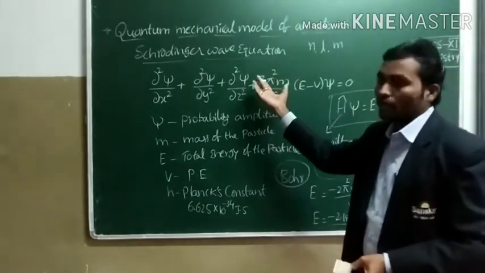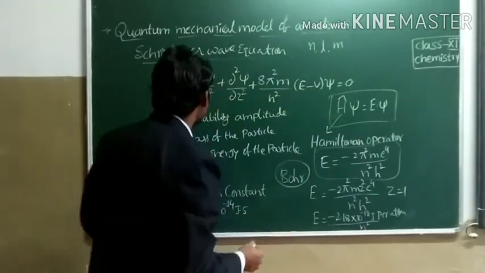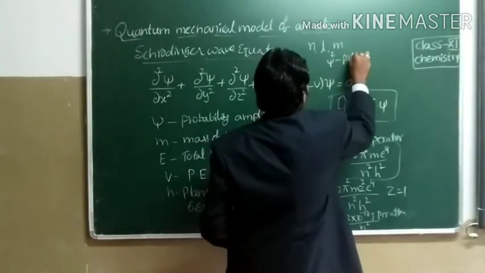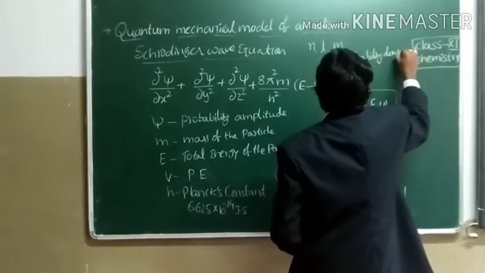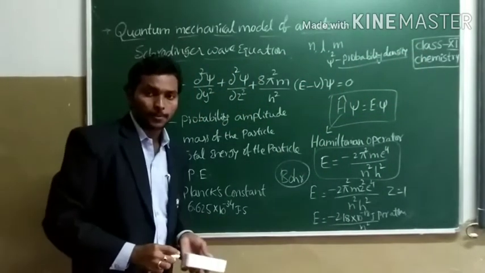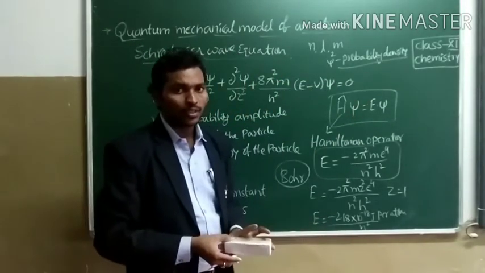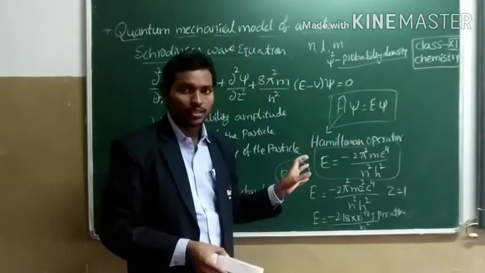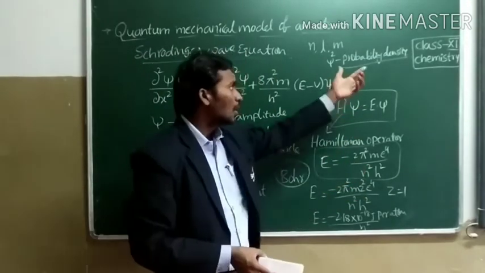And quantum mechanics proposed a term psi square, where psi square means probability density. What do you mean by probability density? Probability density means there is a small space around the nucleus where there is maximum probability of finding an electron. That is called probability density.